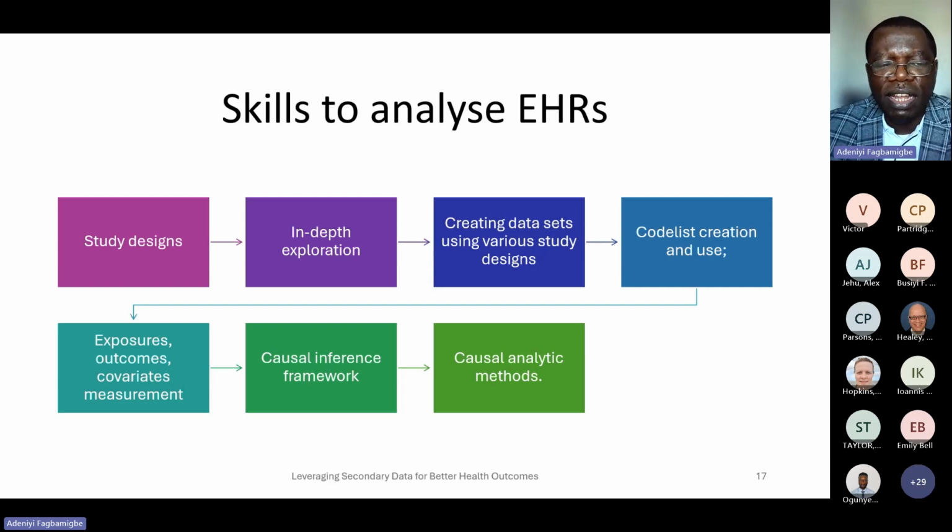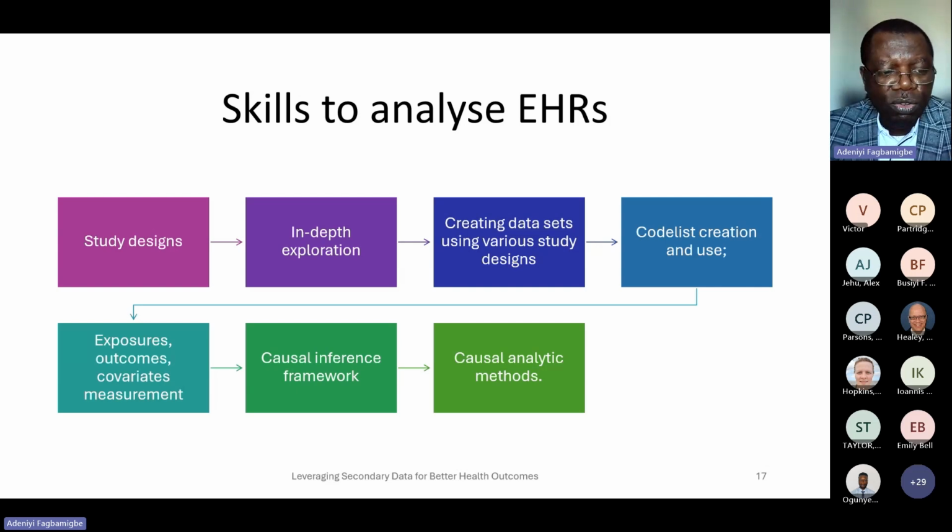So there's a need to understand the design of that type of electronic health record and what we want to use it for. How do we want to design our study? It will also require in-depth exploration. You need to explore it in detail, creating data sets using various study designs. That is, creating a sub data set from the major one to align with our research interests. And of course, there will be a need to create code lists and use them appropriately.